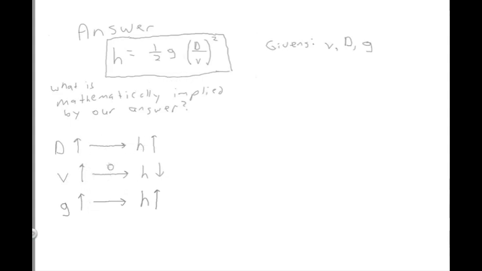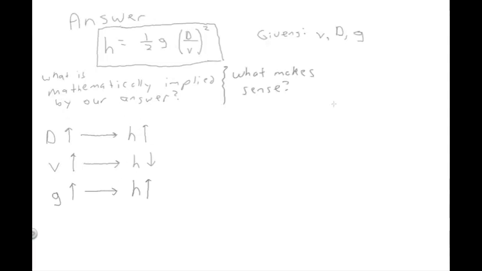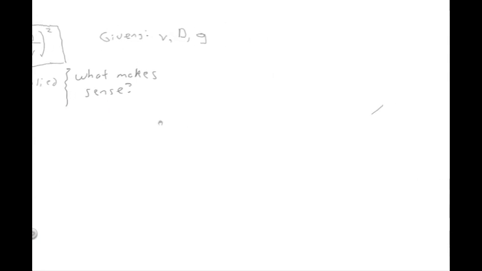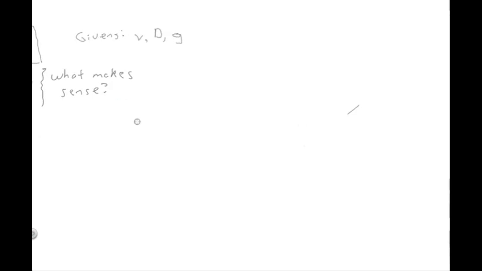So this is what's mathematically implied by our answer, but now we need to check whether our answer makes sense. Now when we ask what makes sense, we don't want to think about what's implied by our answer, so maybe I'll push the answer off the screen here. And now let's ask again, suppose that we increase d and hold the other two givens constant, what would we expect to happen to h? What would make sense intuitively would happen to h? And again, you should pause the video and think about that.